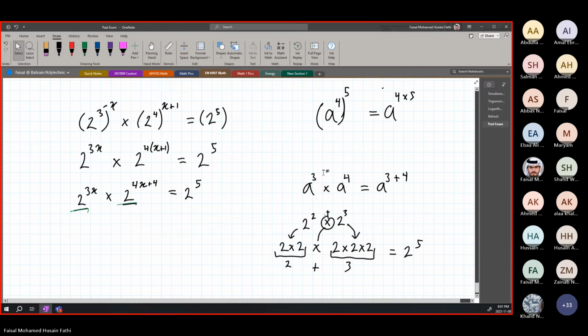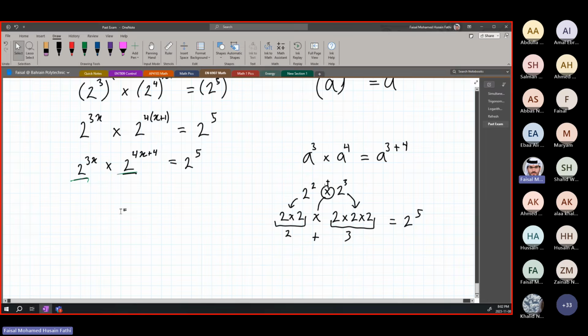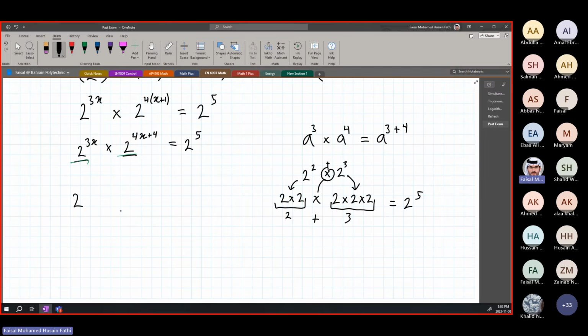Now, for the rule a times a, with the same base, we just add the powers. So in this case, 2 to the power of 3x plus 4x plus 4. All of this is in the power, of course. This is going to be equal to 2 to the power of 5.